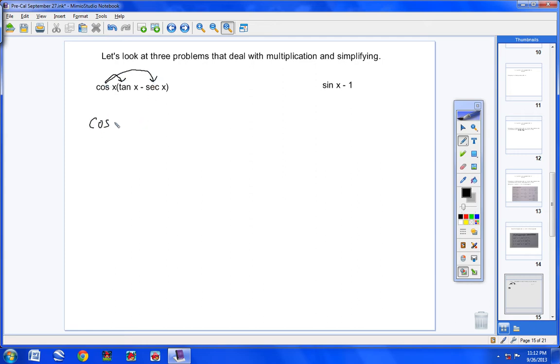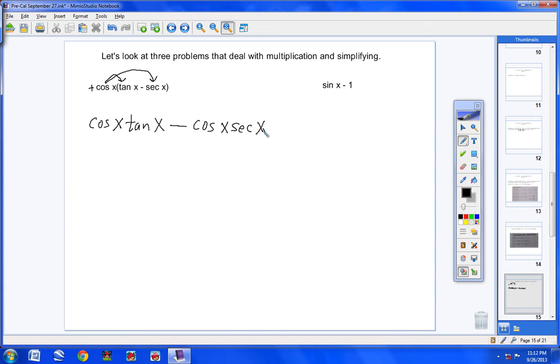So cosine x tangent x. That's easy. Cosine times tangent is cosine tangent. And then cosine times secant, well, it's a positive times a negative, so we have a negative. And cosine times secant is cosine x, secant x.